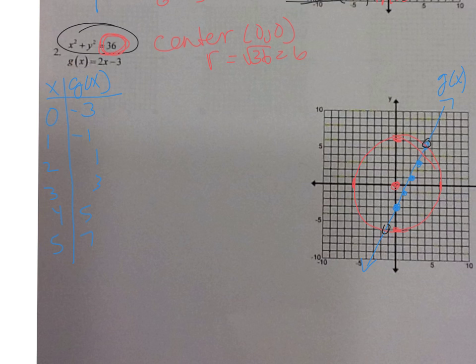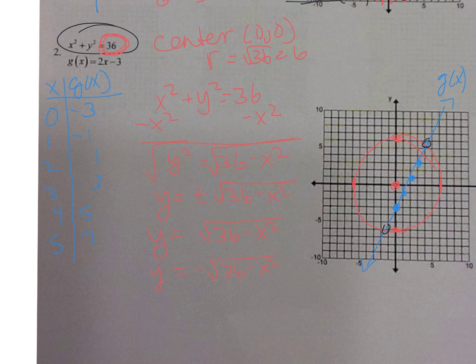So you have to take your circle, x squared plus y squared equals 36, and you have to put it in y equals form. So you're going to minus x squared. So you get y squared is equal to 36 minus x squared. Now take the square root of both sides. Remember, when you take the square root of both sides, you get plus minus. So it's plus minus the square root of 36 minus x squared. So you have two y values. Y is equal to the square root of 36 minus x squared, and y is equal to negative the square root of 36 minus x squared.